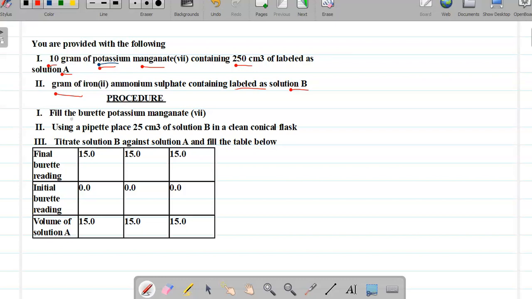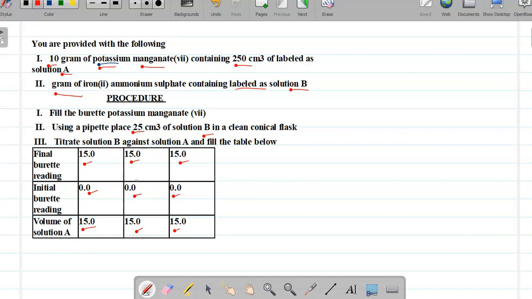Procedure 1, we fill the burette with potassium manganate 7. Procedure 2, using a pipette, place 25 centimeter cube of solution B in a clean conical flask. Then you titrate solution B against solution A and fill the table. The final burette reading is 15 centimeter, 15 centimeter, 15 centimeter. The initial reading is 0.0, 0.0, 0.0. So the volume of solution A used is 15 centimeter cubic, 15 centimeter cubic, 15 centimeter cubic.